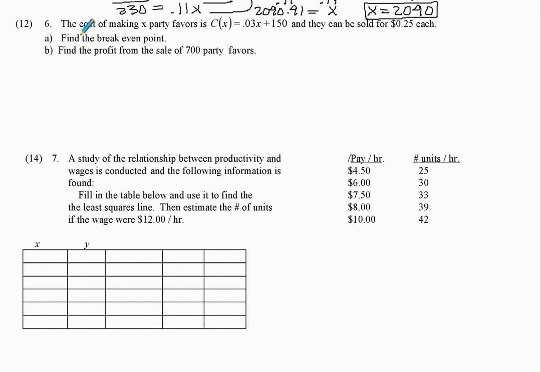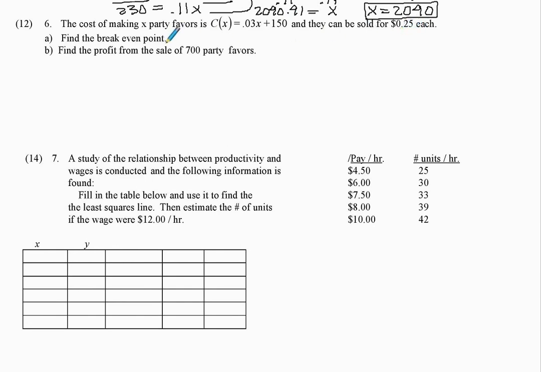Okay, number 6, we are still looking at a cost function. Here we are making some party favors. Going to make some noise here, have a little bit of fun. The cost of x, where x is the number of party favors, is 0.03x plus 150. And they can be sold for 25 cents each.